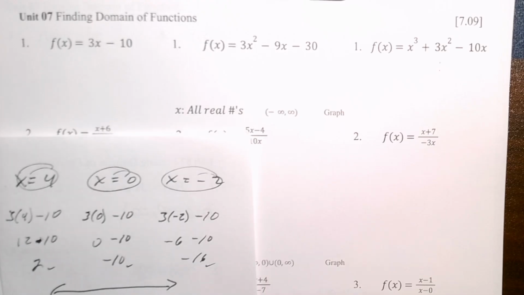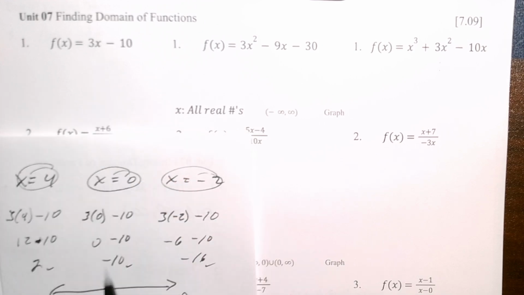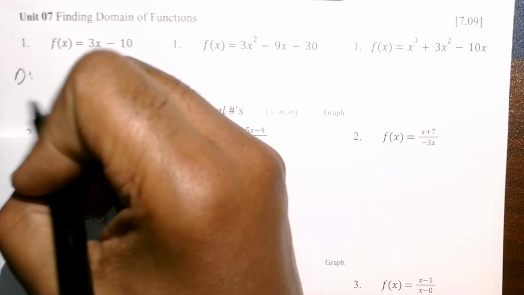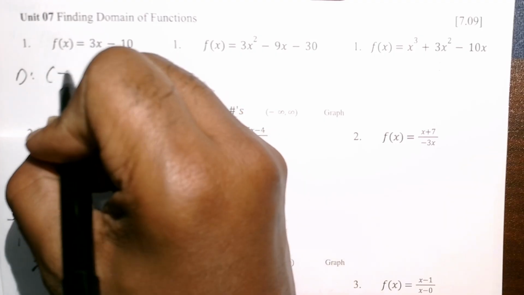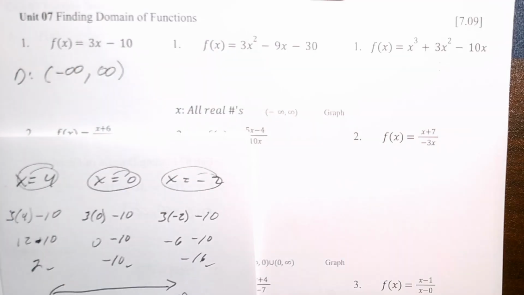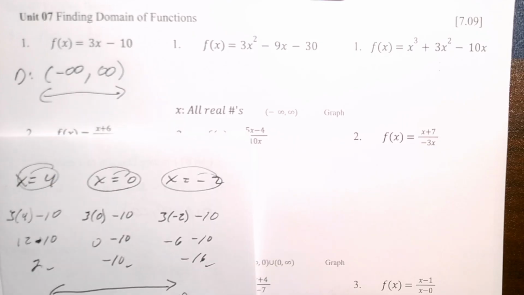But this represents what we call our domain. If you can use any number, we say our domain is all real numbers. This is all the possible numbers that can be used for this particular equation. Okay, so we'll say domain for this equation is negative infinity to positive infinity, which means all real numbers on that number line here.